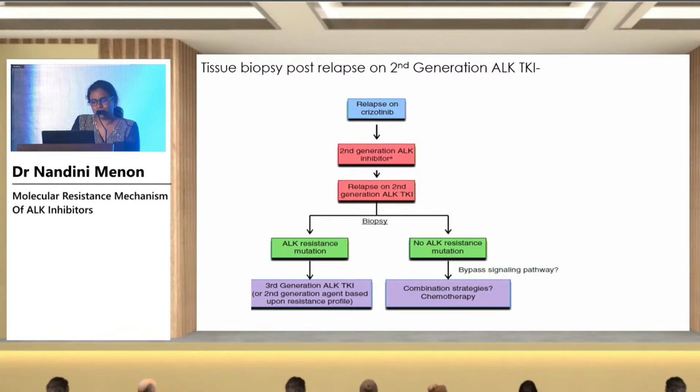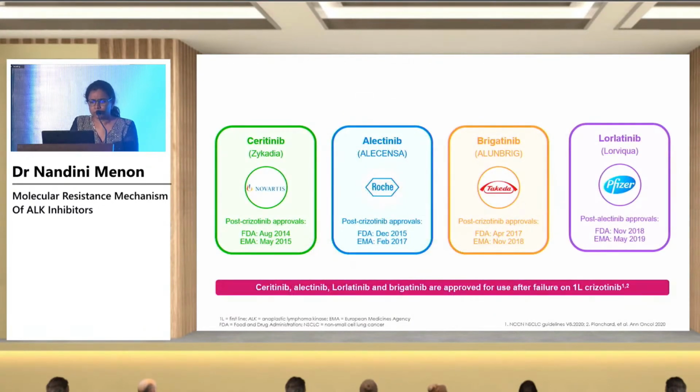And if you progress on that, then we usually prefer, if the patient is fit, to do a biopsy if possible. If there is a resistance mutation, you would offer a third generation ALK TKI depending on the mutation. If there's no resistant mutation, it depends on whether any alternative pathway is there, and that can be targeted. If there are no targets, then we have to resort to chemotherapy. So these drugs can be used after the progression on crizotinib.